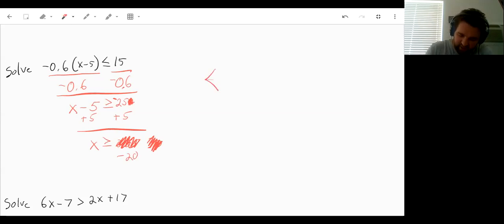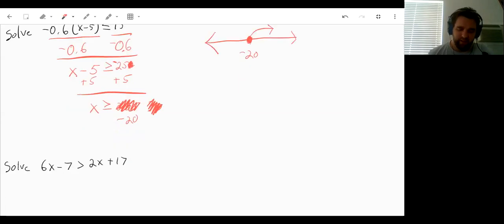So if x has to be greater than or equal to negative 20, we can now plot that negative 20 here. Fill in a closed circle, because there is the equal to line underneath, and x has to be larger than negative 20, so it's going to be everything going to the right. Sorry for those mistakes. Clearly, my mind was not processing this one as well. Hopefully, you caught some of those as I was working. Let's try the next one.